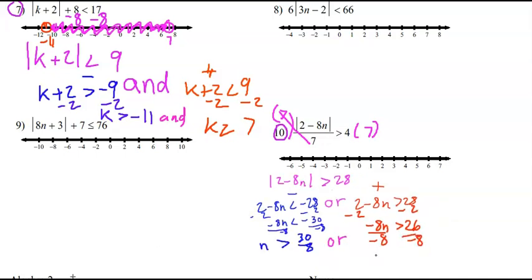And then we have n is less than... We could simplify this by dividing each by 2. Negative 13 over 4. So we'll go ahead and plot each of those on the number line with holes. So we have negative 13 over 4, and then we have 30 over 8. It has or, so we're going to shade the outside.